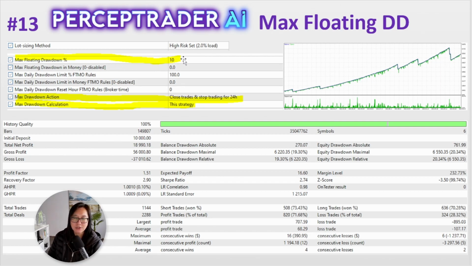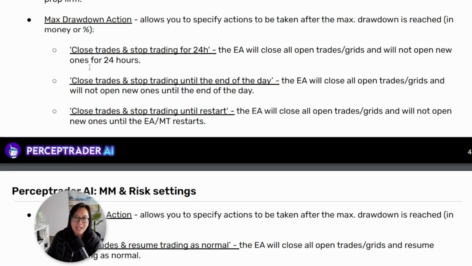And what you also need to do once you fill that in is use these other fields down here. So I've got close trades and stop trading for 24 hours. And I personally feel that that is the best option. There's a few other options here, like close trades and stop trading till the end of the day, or close trades and stop trading until the restart. I personally feel 24 hours is an okay period.